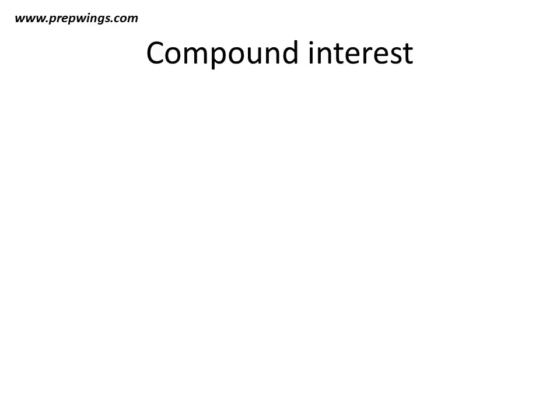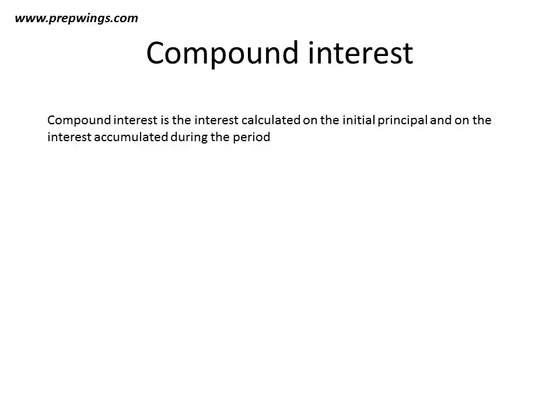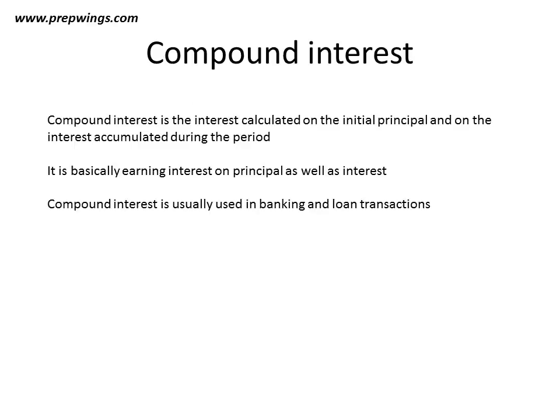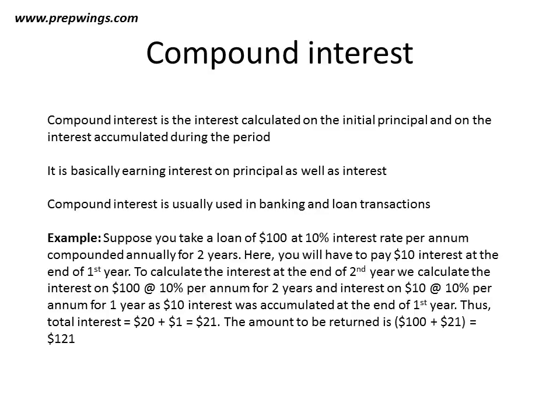Okay, in this video we'll cover the concept of compound interest. Compound interest is the interest calculated on the initial principal and on the interest accumulated during the period. It is basically earning interest on principal as well as on the interest accumulated. Compound interest is used in mostly all of the banking and loan transactions.